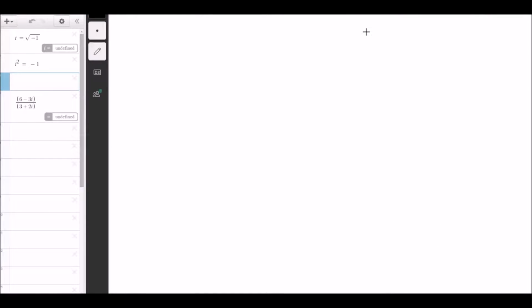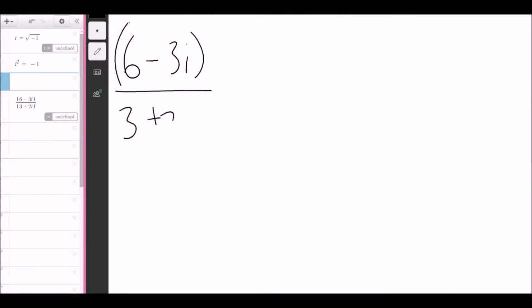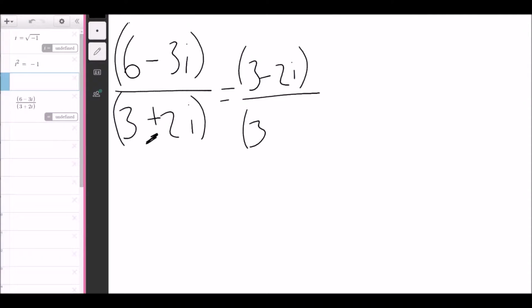Okay, so when you have a problem like 6 minus 3i divided by 3 plus 2i, you're going to make this equation equal another division equation. The division equation is going to be the opposite of your denominator. So instead of an addition sign, it's going to be a subtraction sign. So it's going to be 3 minus 2i. And that's going to be your numerator and your denominator.